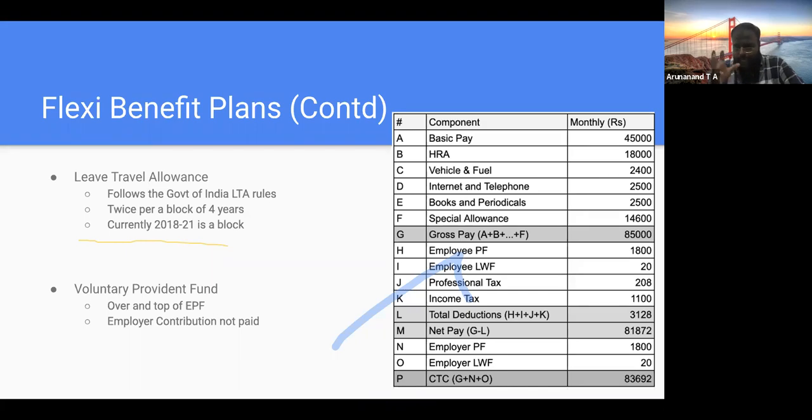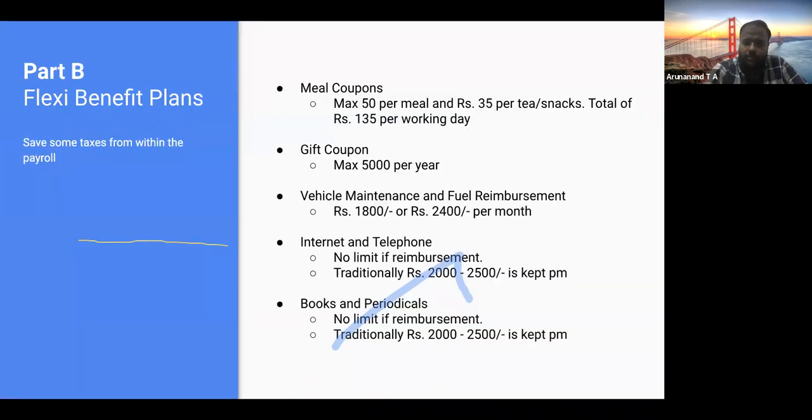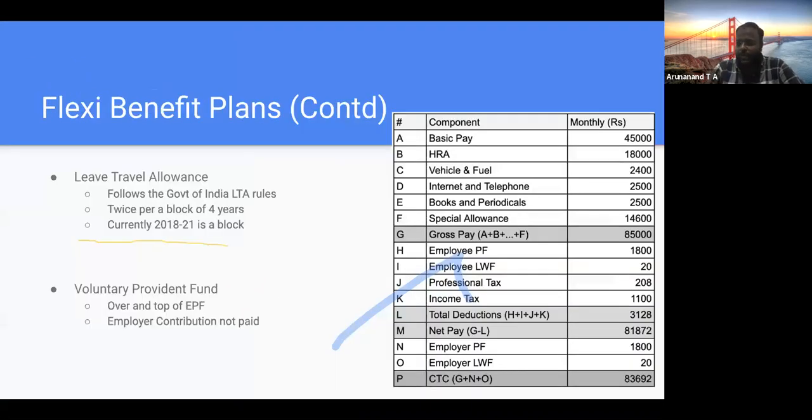The headache for HR is, at the end of the financial year, they will have to collect all the bills. One more thing, for the meal coupon and gift coupon, there is no bill required, because the company loads it. For other things, you have to submit bills. So at the end of the financial year, in the month of February or so, the company will have to collect all the bills and see if they are genuine bills. If genuine, you don't have to tax them.